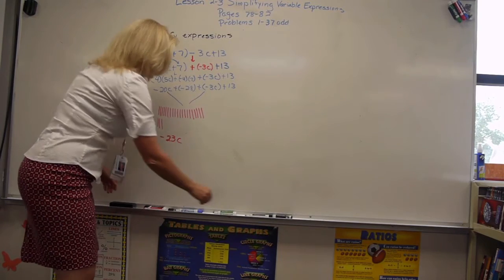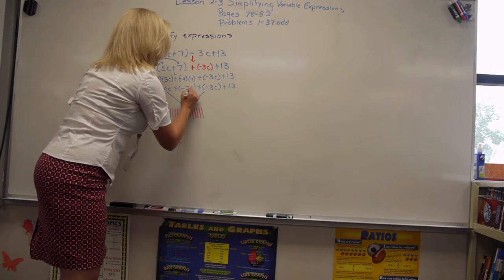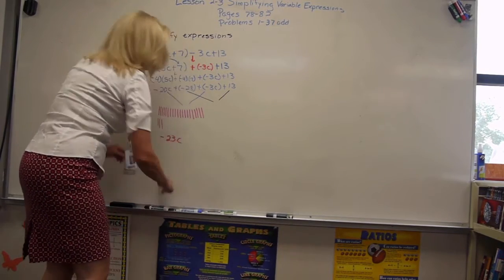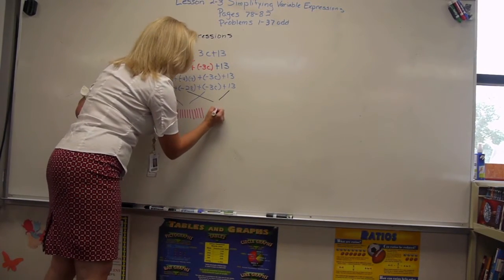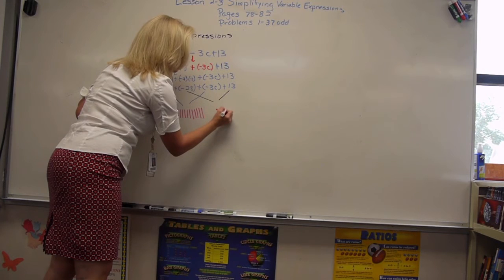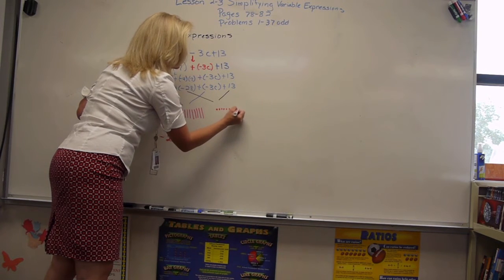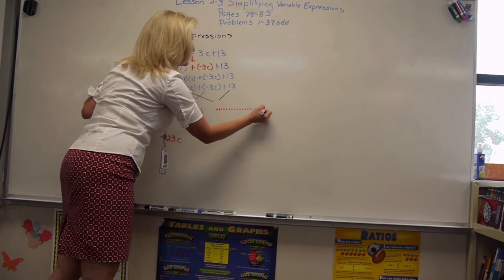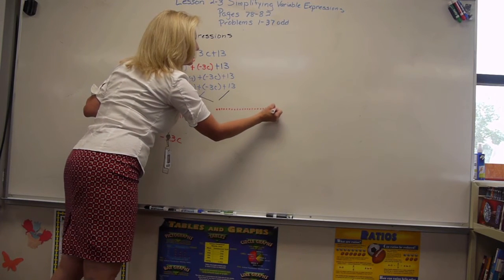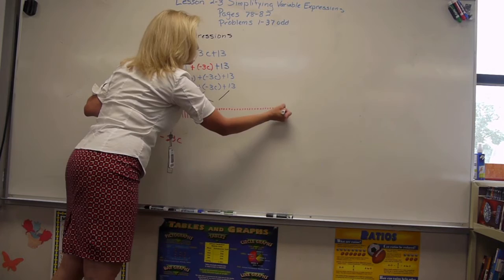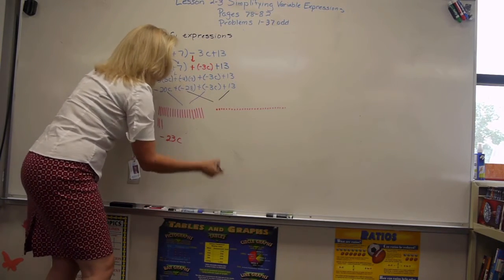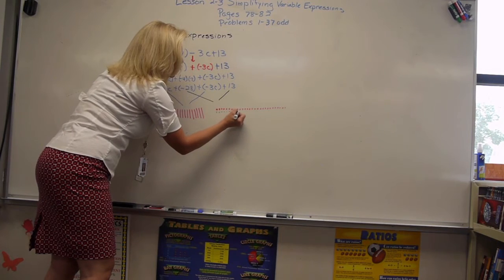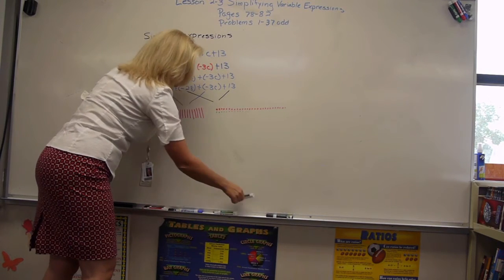So now I want to pull my constants together. So I have a negative 28 and a positive 13. Well, my negative 28 is going to look like the dots. 1, 2, 3, up to 28. Then I have a positive 13. 1, 2, 3, up to 13.